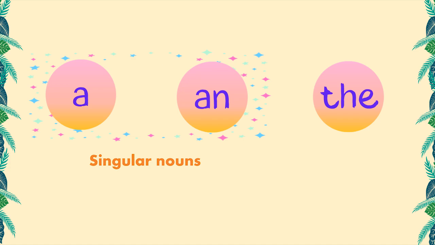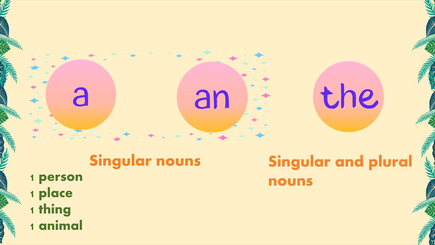We use the article a or an before talking about one person, one place, one thing, or one animal. That means before singular nouns. But we use the article the before both singular and plural nouns. That means we can use this article before one noun or more than one.